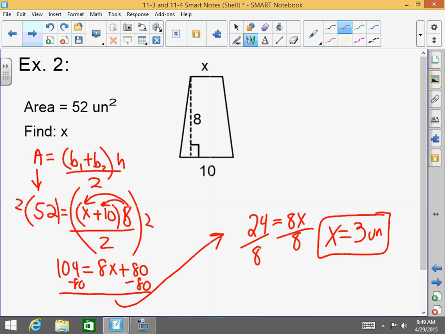I didn't give you the units, so whenever I don't give you the units, you just put units. Because that could be feet, miles, inches, centimeters, millimeters, etc., yards.